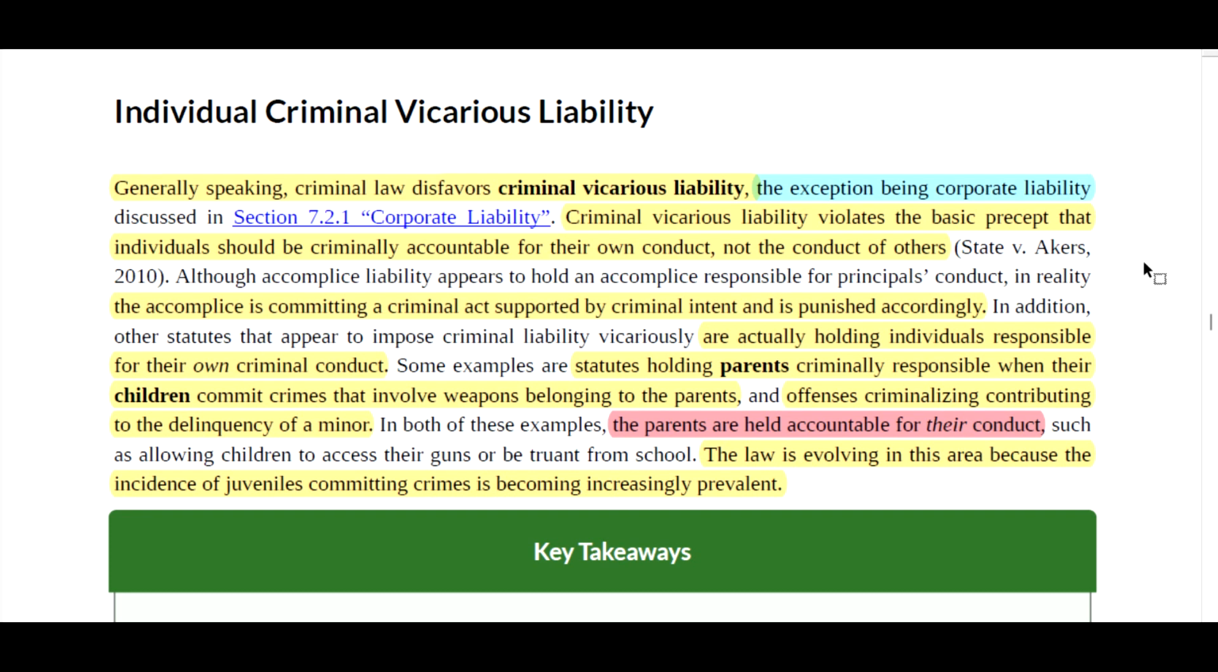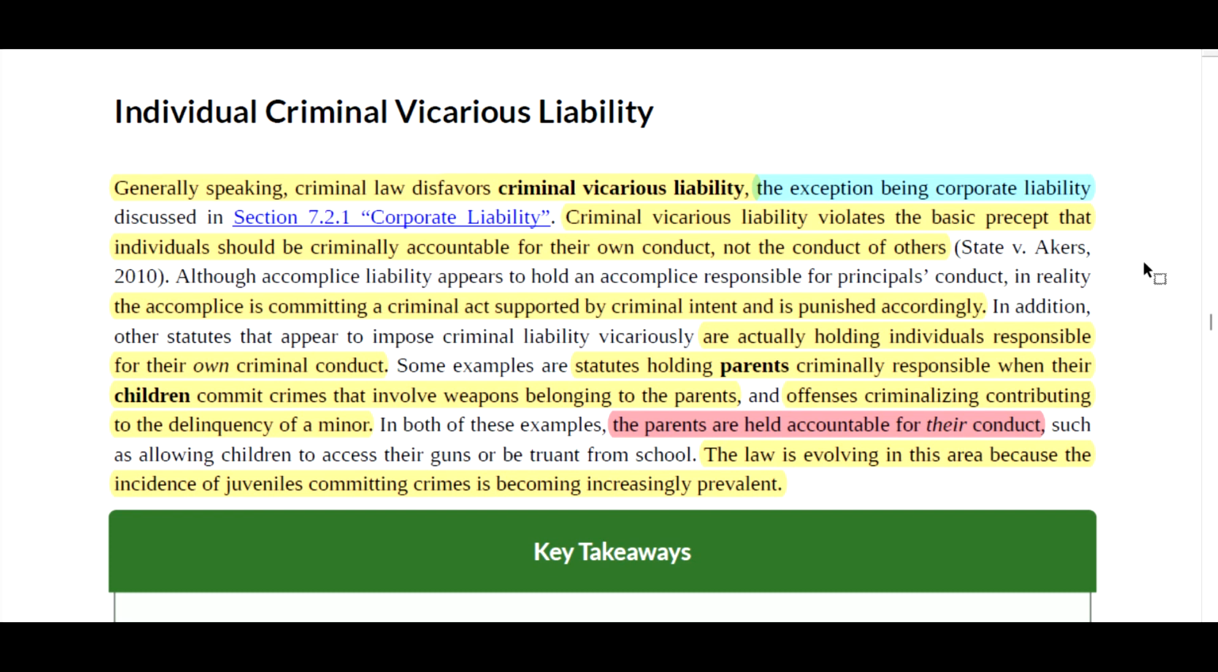And so what this means is that in a situation where a child commits a crime involving a weapon that belongs to the parent, the criminal conduct is that the parent didn't properly store and secure the weapon. With criminalizing contributing to the delinquency of a minor, it's directly related to your own, as a parent, criminal misconduct and improper ways of involving your child. So in both of the examples right there, parents are held accountable for their conduct that allowed it to happen.